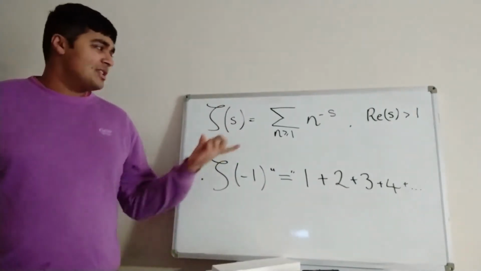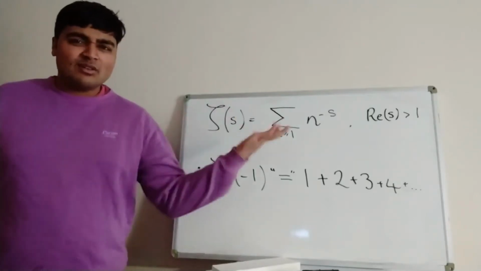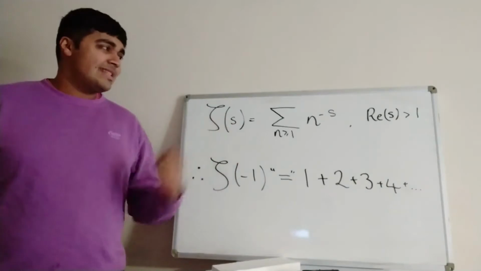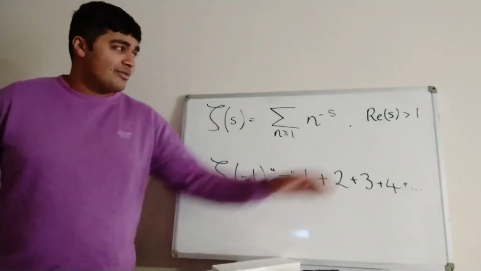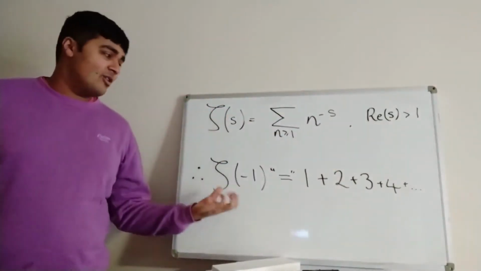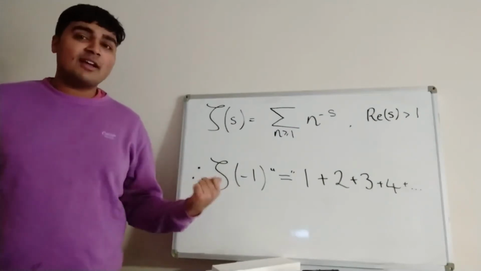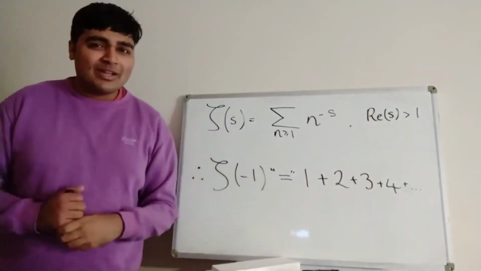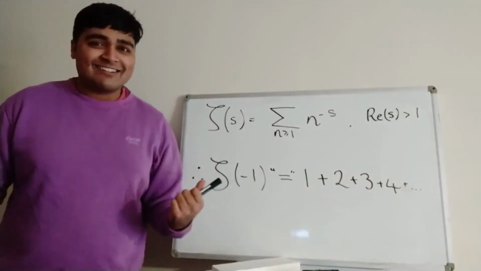So what we want to do is find a function which is still nice and differentiable and continuous and whatnot, but it agrees with this zeta function on the real part of s bigger than 1, but it's defined on minus 1. So then we can just plug in minus 1 and try and find a value for this guy here. So that's what we're going to be doing in today's video. Let's get stuck in.